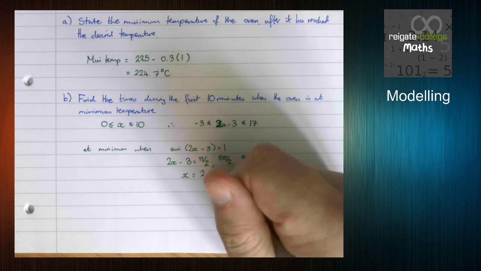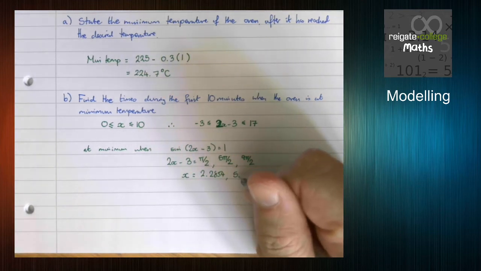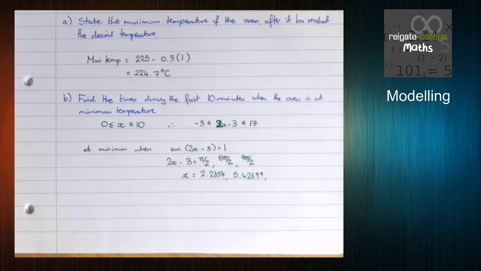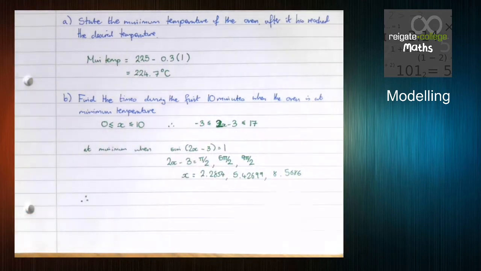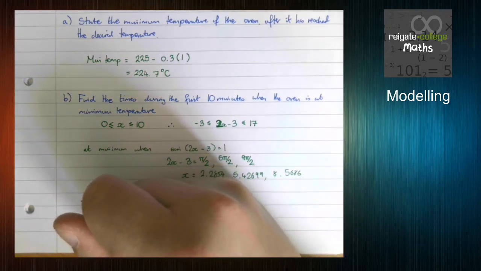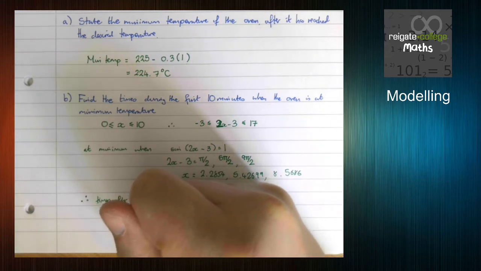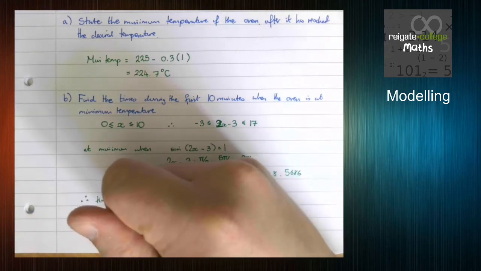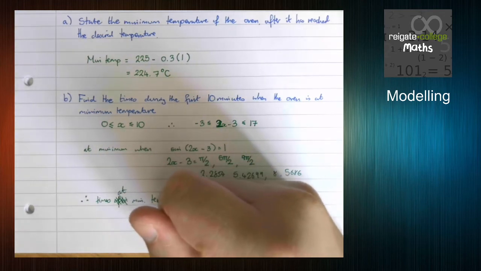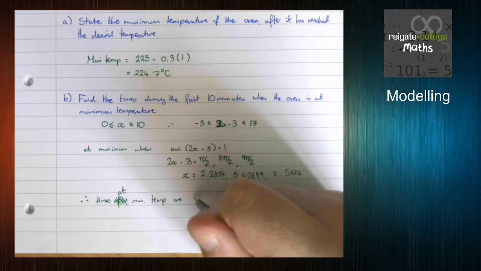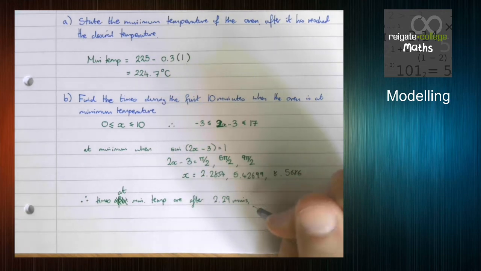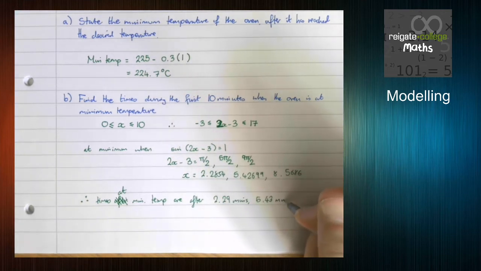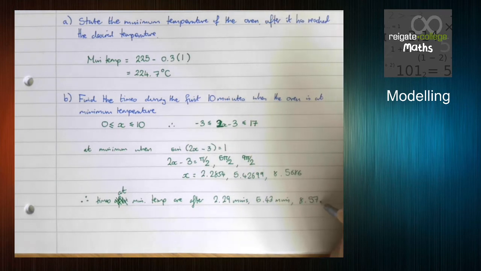So we get 2.2854, 5.42699, and 8.5686. Now, because this is modelling, we need to relate it to the question. So we need to say times after minimum temperature, times at minimum temperature, are after 2.29 minutes, 5.43 minutes, and 8.57 minutes.